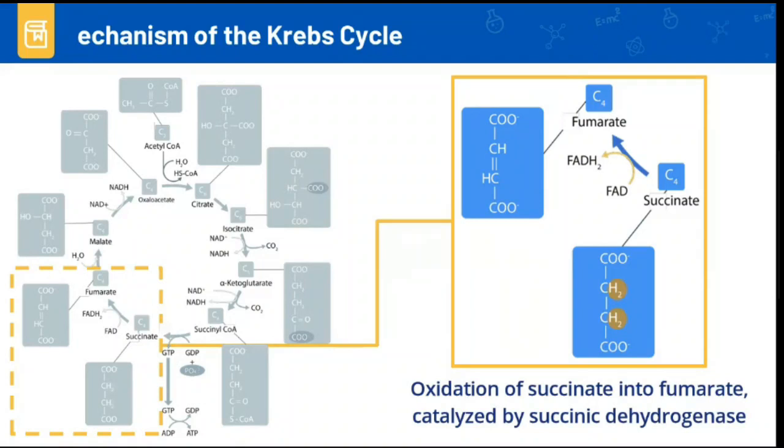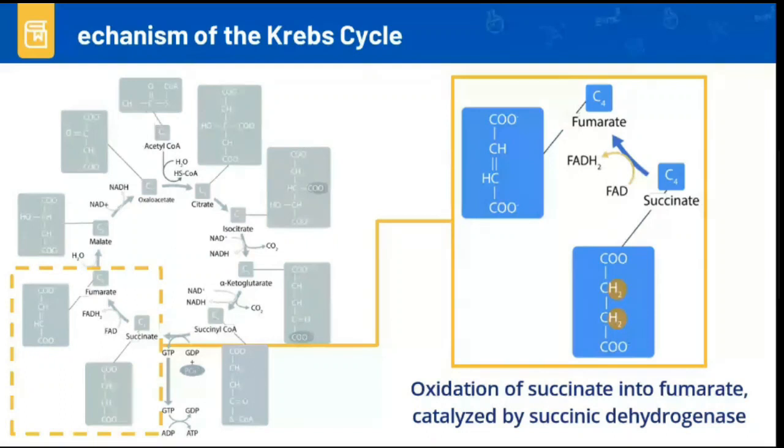Now, these hydrogen atoms are transferred to your FAD. When the hydrogen atoms are transferred to your FAD, it is reduced. When you say reduced, again, it gained electrons. Okay? So that's why it became FADH. So this process is catalyzed by succinate dehydrogenase.